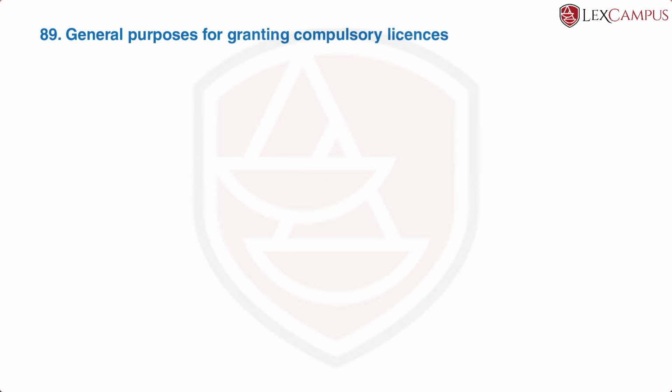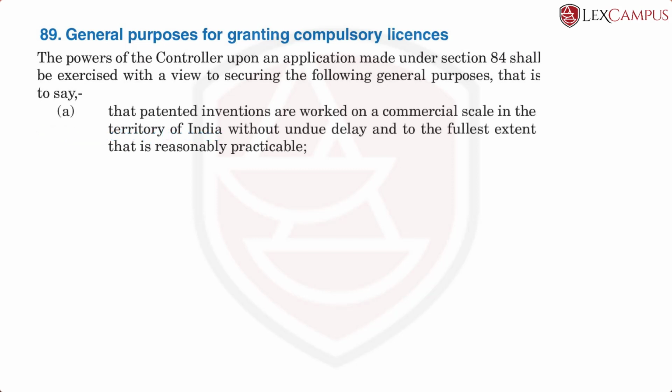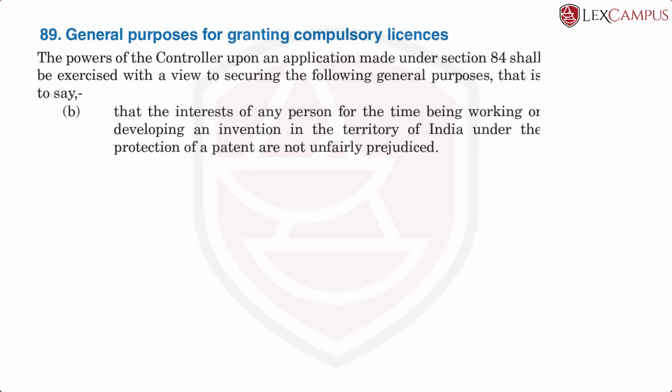Section 89 talks about general purposes for granting compulsory licenses. The powers of the controller upon the application made under section 84 shall be exercised with a view to securing the following general purposes. A. The patented invention shall be worked on a commercial scale in the territory of India without undue delay and to the fullest extent that is reasonably practicable. B. That the interests of any person for the time being working or developing an invention in the territory of India under the protection of a patent are not unfairly prejudiced. These are the two conditions that the controller shall look into in exercising his powers under section 84.